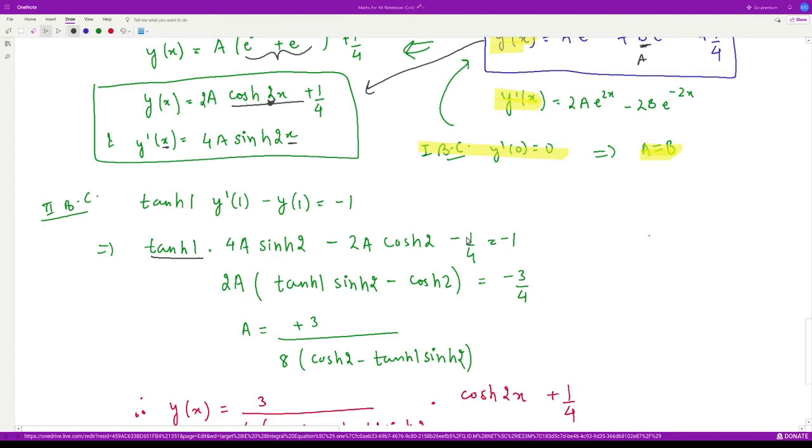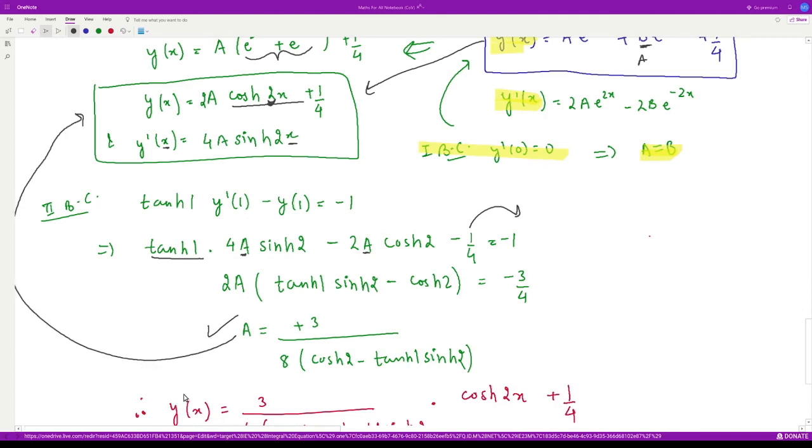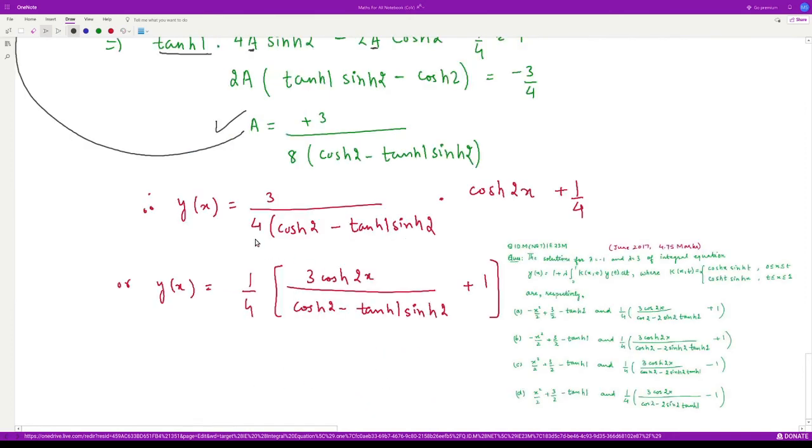If we simplify this, we can move this term over here, and we can take a common from here, in fact 2a from here. So a is this, and when we substitute this a back into this equation over here, we have y(x) is equal to 3 divided by 4 cos hyperbolic 2 minus tan hyperbolic 1 sin hyperbolic 2, into cos hyperbolic 2x plus 1 by 4. So ultimately this is the solution.